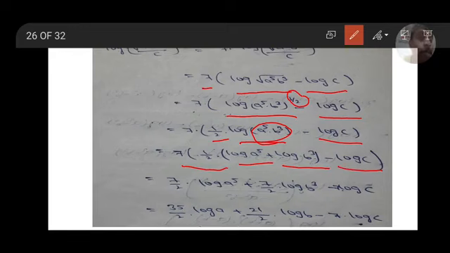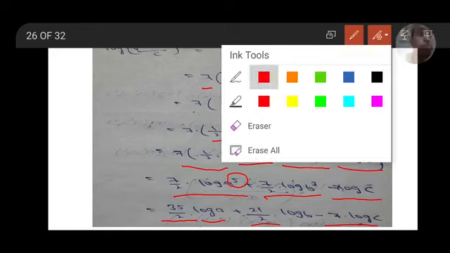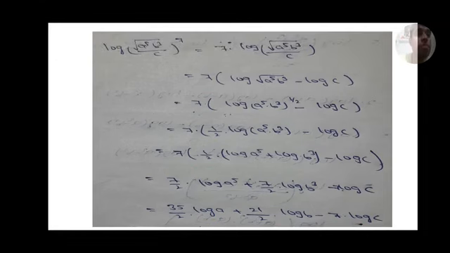If we multiply with 7, we get 7 by 2 into log a to the power of 5 plus 7 by 2 into log b to the power of 3 minus 7 into log c. And then again here power 5 will come as a coefficient, so 7 into 5 is 35 by 2 into log a plus 3 into 7, 21 by 2 into log b minus 7 into log c is the answer. So this is the answer. We will move to the next problem.